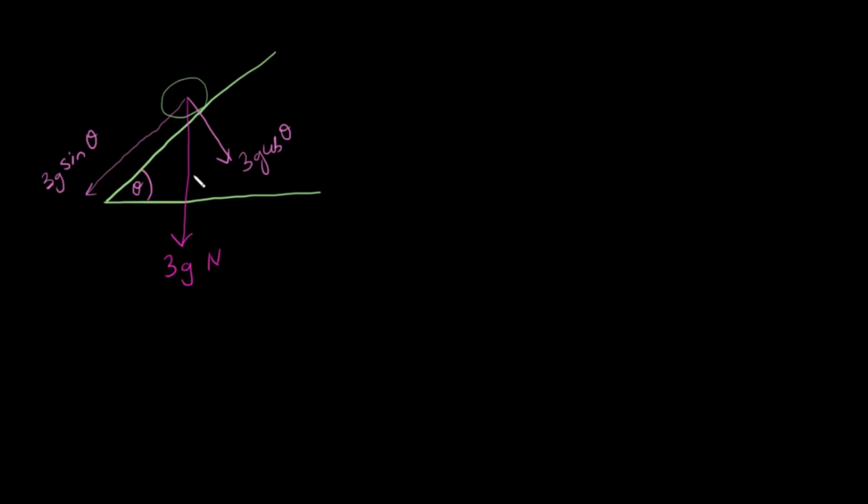So the 3g Newton weight would be broken down into two components, 3g sine theta and 3g cos theta. Now there is going to be a normal reaction force, and that normal reaction force is going to be R. One thing is important to remember: since there is no motion normal to the plane, R is going to be equal to 3g cos theta because they are in equilibrium.